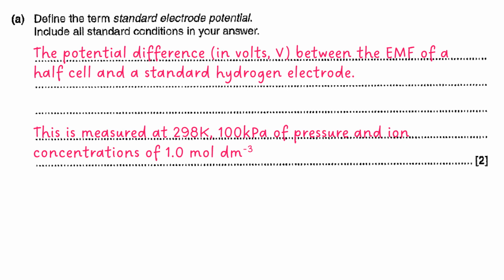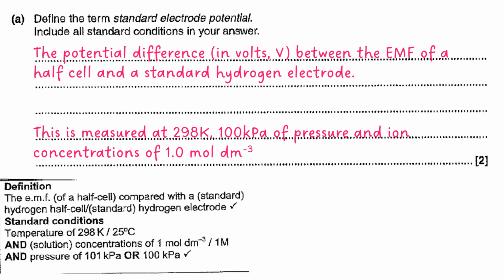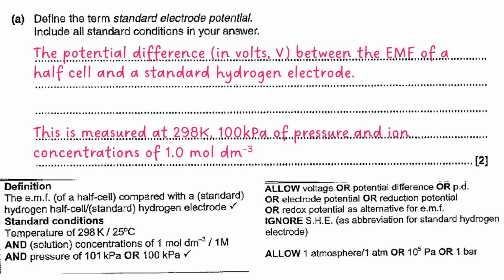Now, if we just say difference, that means we assume it's the same difference all the time. Conditions can change that make that difference not the same every time. That's why it's the potential difference. So for this to be a standard electropotential, it must be measured at 298 Kelvin, 100 kilopascals of hydrogen gas pressure in the standard hydrogen electrode, and the ion concentrations on both sides, on the positive and the negative half cell, have to start at 1.0 mole per decimetre cubed. So the mark scheme reflects all of this, and it gives you a little bit of flexibility as well in how you actually express voltage.